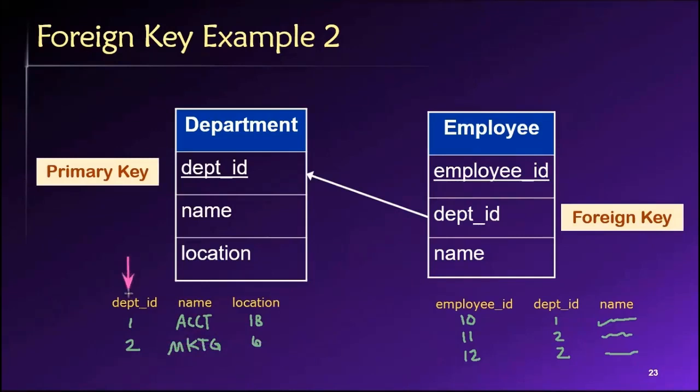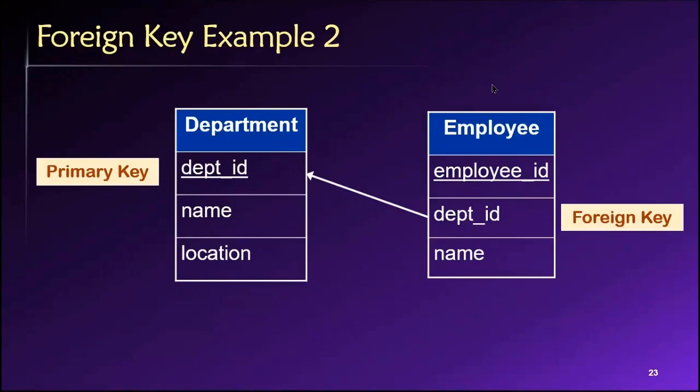So primary key in the department table, department ID. Primary key in the employee table, employee ID. Foreign key, our new concept in the employee table, is department ID. And we use these matching pairs of values between department ID here as a foreign key and department ID here as a primary key as a means of linking the rows in these two different tables together. So that's the notion of foreign keys.